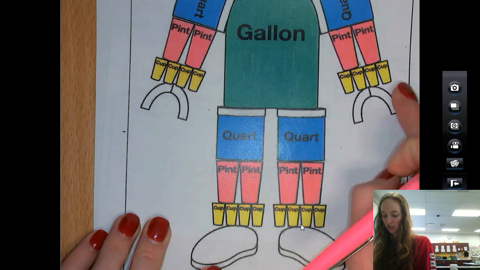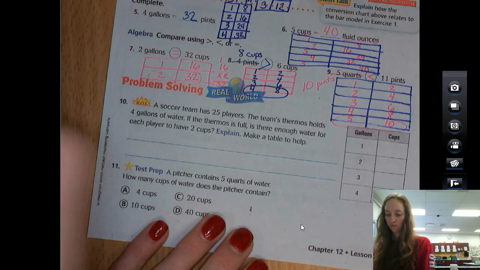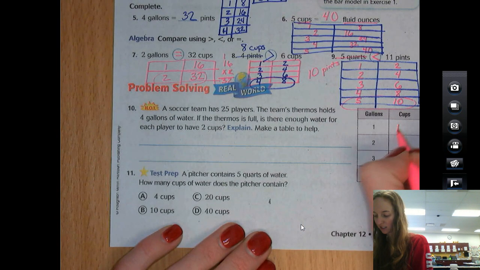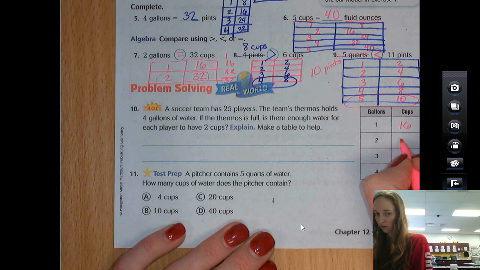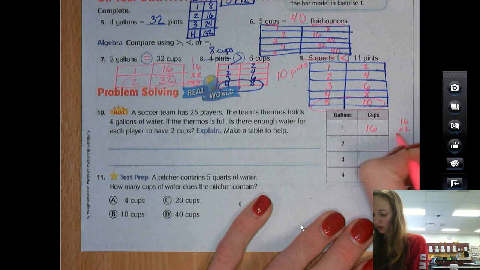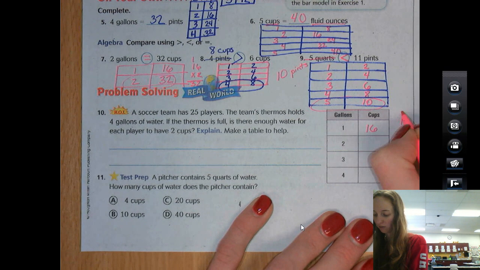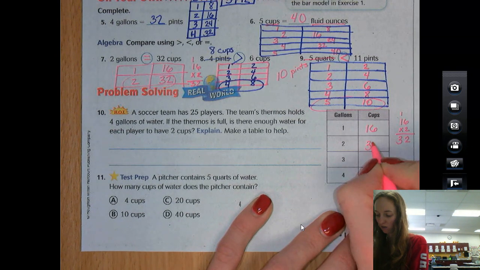4, 8, 12, 16. Okay, 1 gallon equals 16 cups. 2 gallons equals, what's 16 times 2? Do you remember from the last problem? 16 times 2. 6 times 2 is 12. Okay, times 16 would be 32.